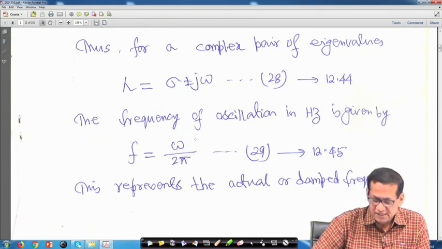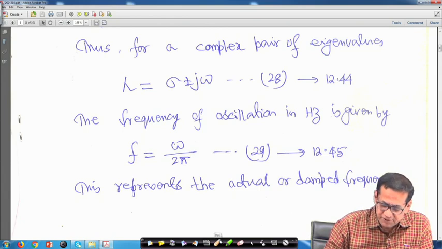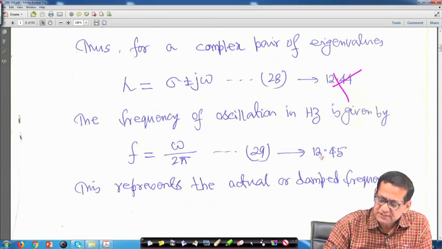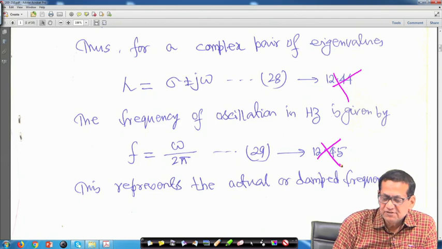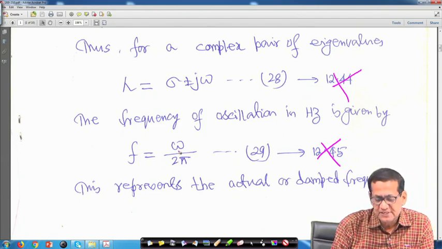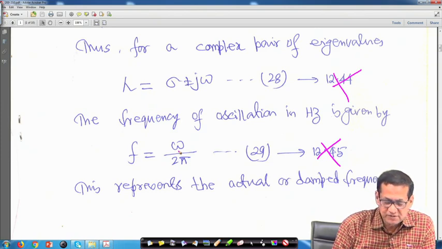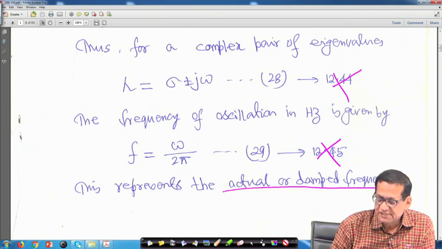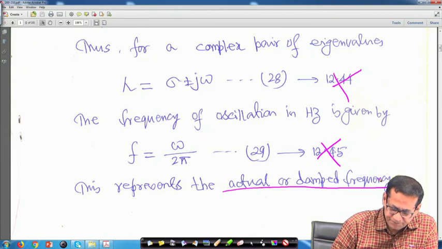This is equation 29. The frequency of oscillation in hertz is given by this; you know that omega is equal to 2 pi f, so f is equal to omega by 2 pi. This represents the actual, or damped, frequency.